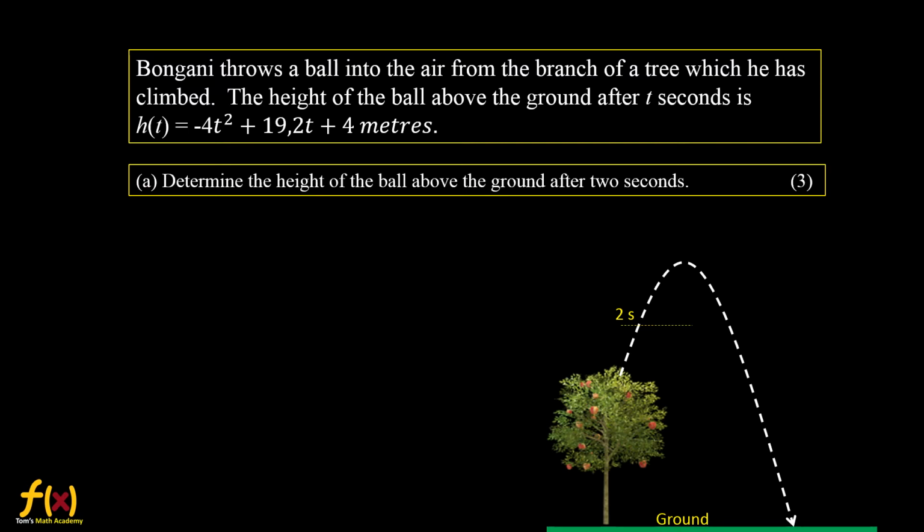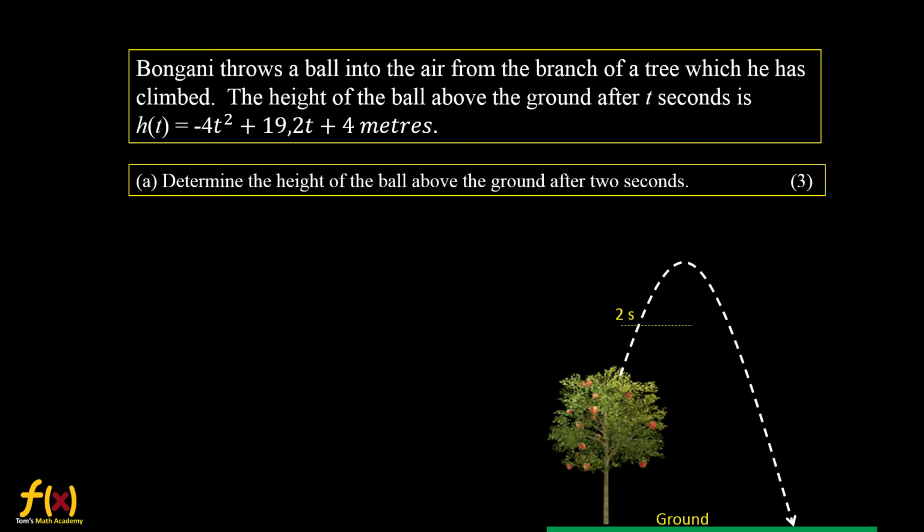A beautiful question. Bongani throws a ball into the air from the branch of a tree. He is not on the ground, he is on the branch of a tree. The height of the ball above the ground after t seconds is given by the function s(t) = -4t² + 19,2t + 4 meters.